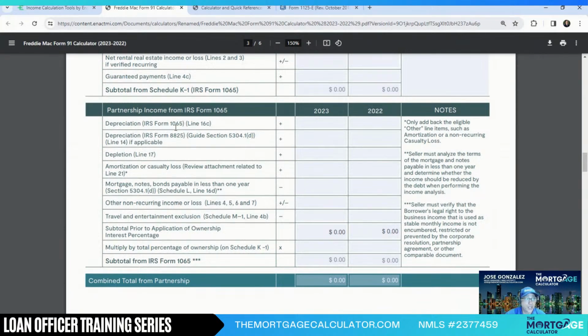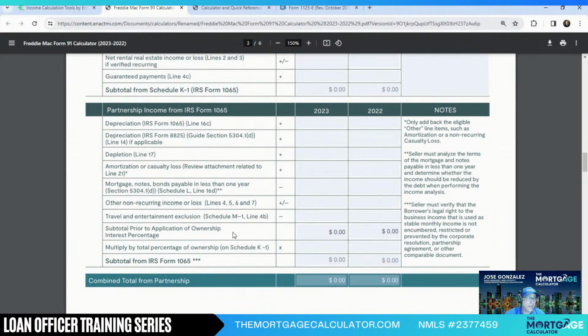Depreciation, line 16C. Another depreciation here, if it's on form 8825, which is for real estate. Depletion, amortization, mortgage, notes, bonds payable in less than 1 year. It even tells you where to go: Schedule L, line 16D, as in David. Other non-recurring income or loss, again, telling you what lines to go to. Travel and entertainment exclusion, telling you to go to Schedule M1, line 4B.